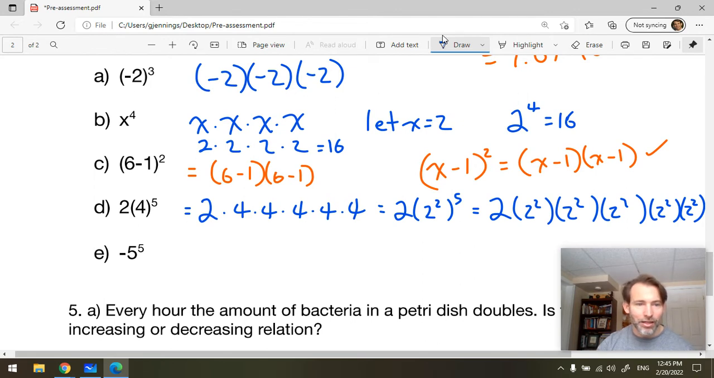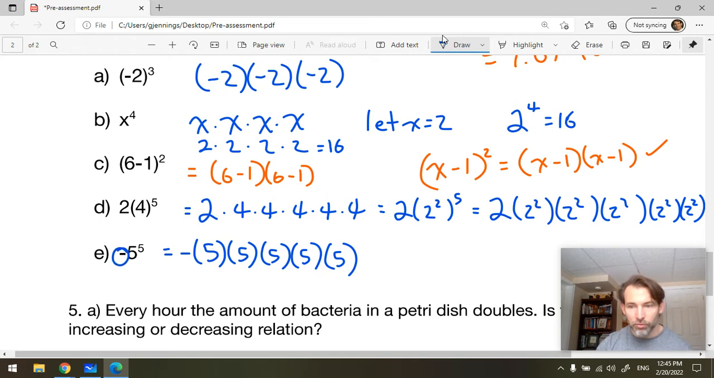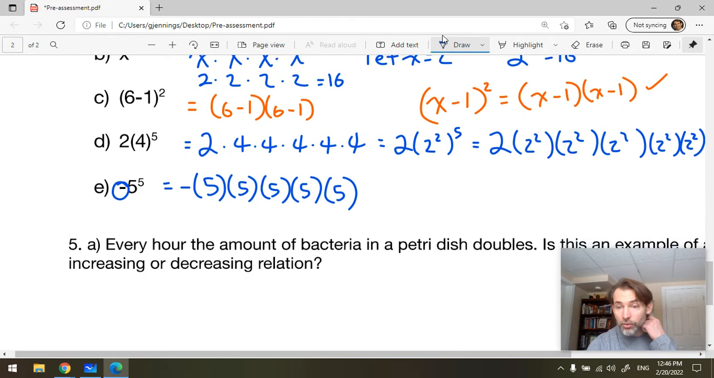Okay, (-5)^5. This is equal to negative 5 times negative 5 times negative 5 times negative 5 times negative 5. Okay, here the negative doesn't come along for the exponent ride. So that's an important distinction, but it actually works out to be the same as this one where it does. But anyway, that's that. So that's how you evaluate these different things.